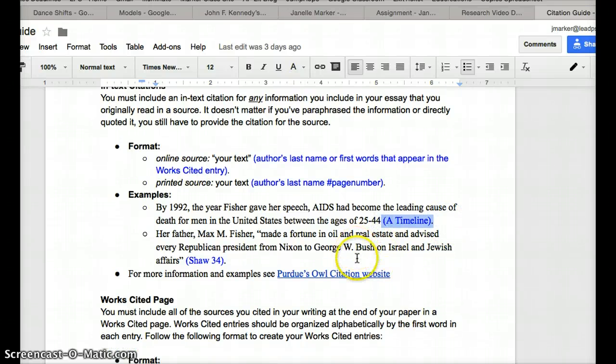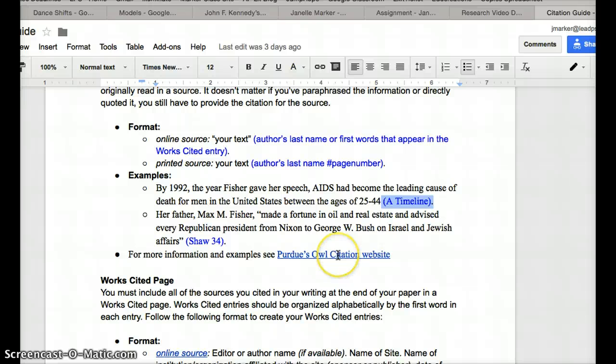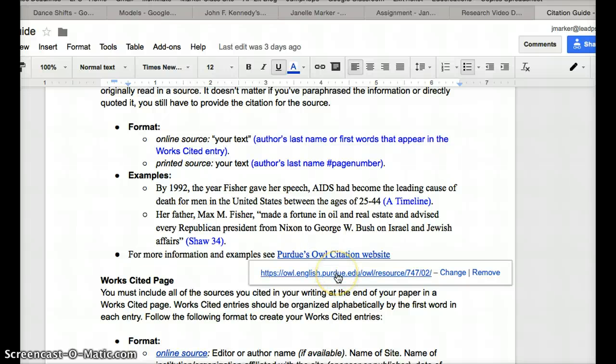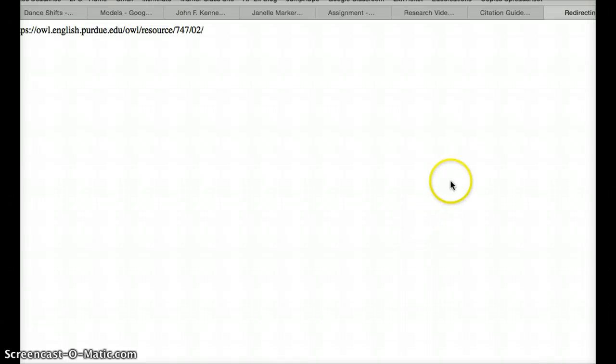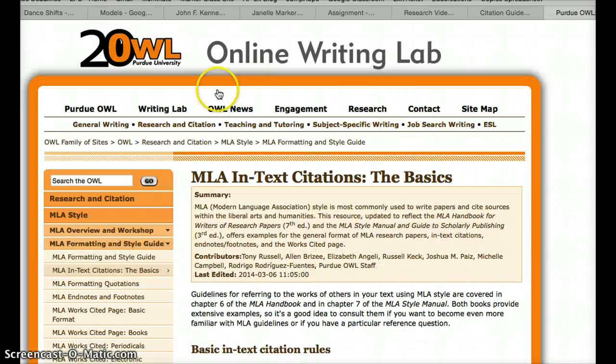And if you have a really confusing source, this is important for you to know just as a person who's going to do research in the future, one of the most helpful websites that you can go to is this one I've linked here. It's called the Purdue OWL. It's published by Purdue University. It's a really good source.